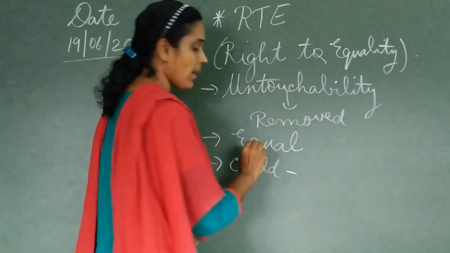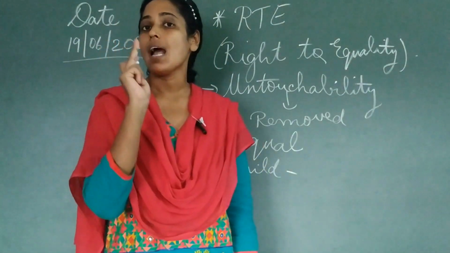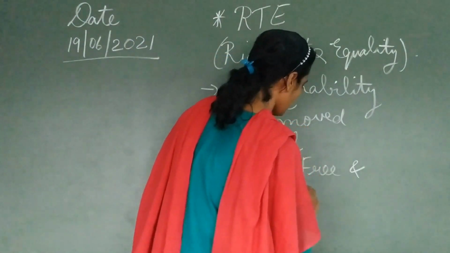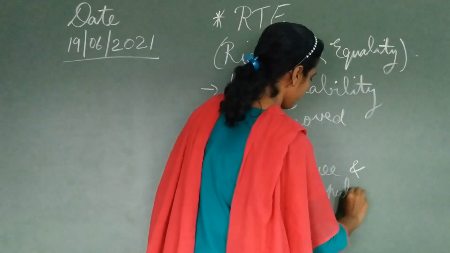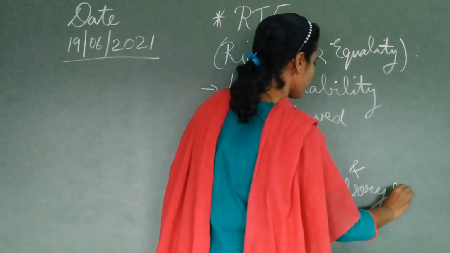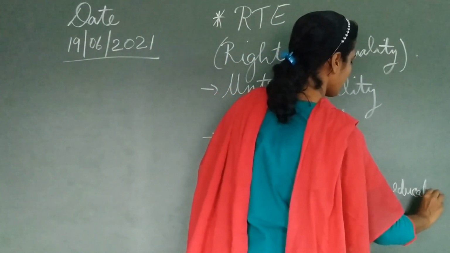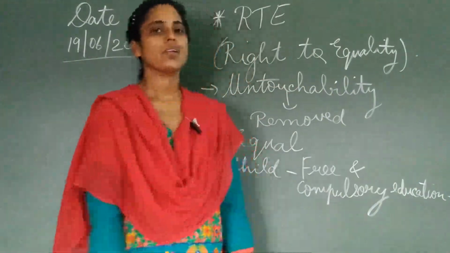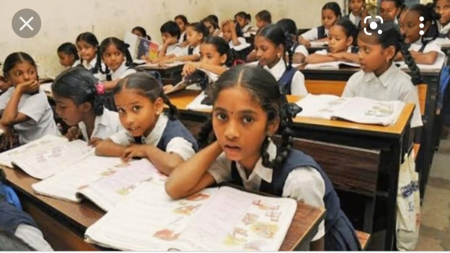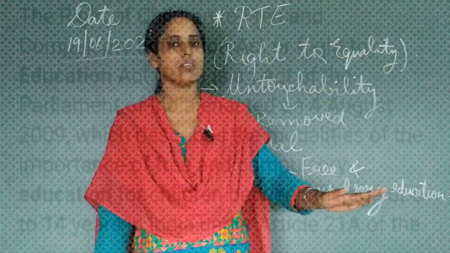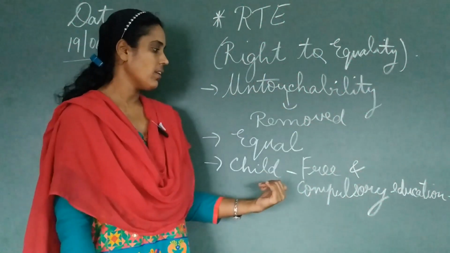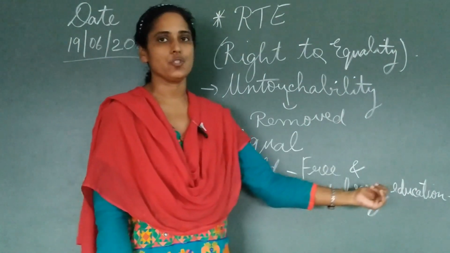Every child in the country had the right to compulsory and free education. So students, here it stands for free and compulsory education. Why is it so? Because mostly in rural areas, children avoided going to school. Even if they went, only in the lower classes. Then they dropped out of school. So, due to RTE, children were given the right to compulsory and free education.